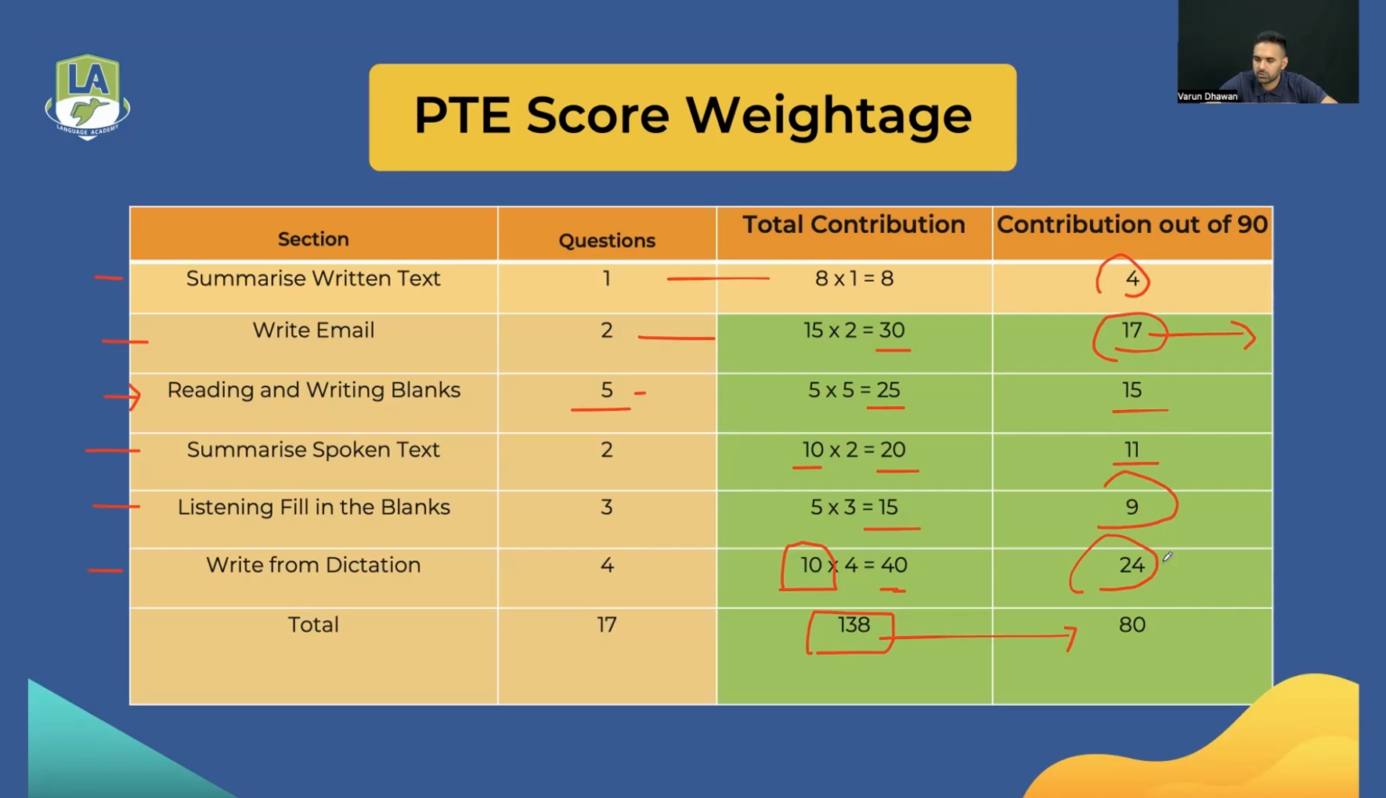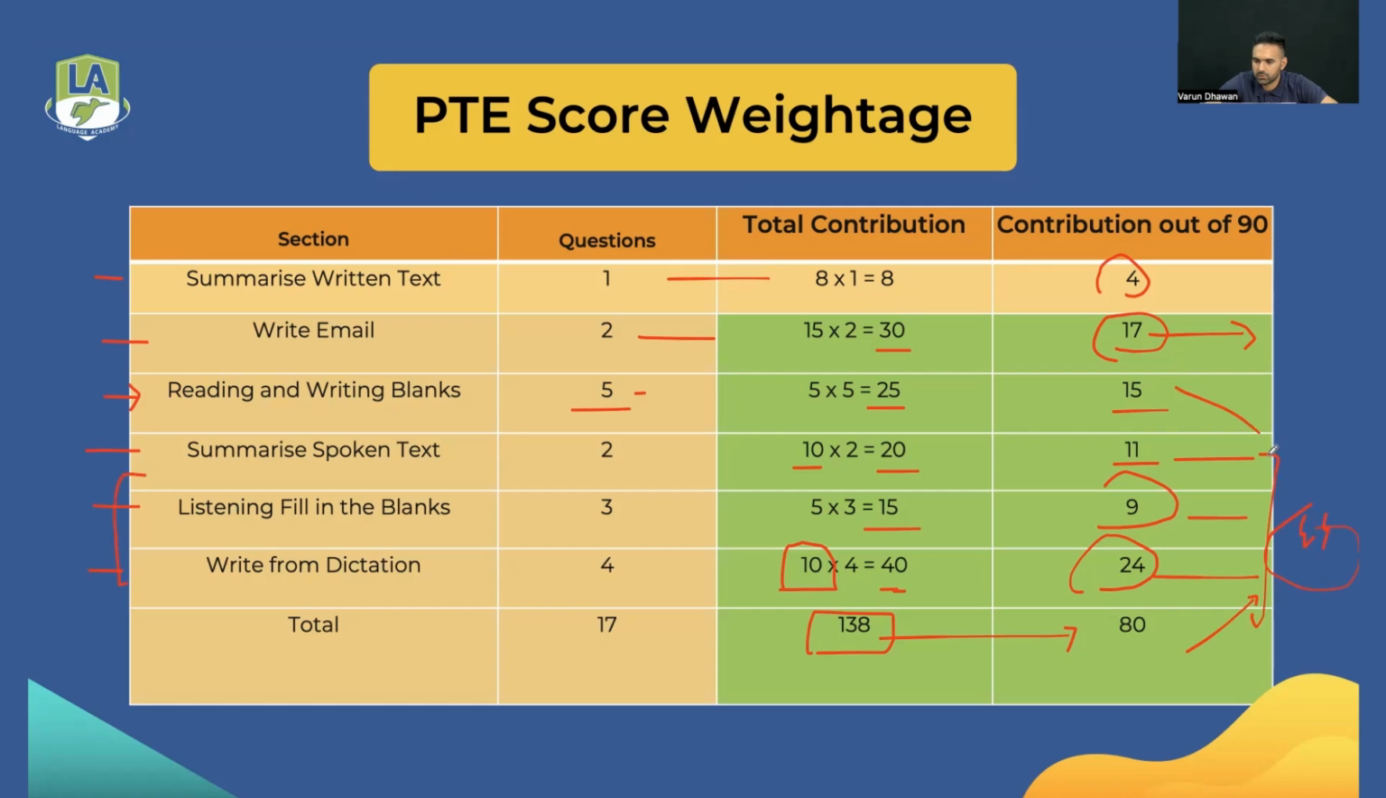If you're not getting your scores in writing in PTE Core, you first of all have to make sure write from dictation is perfect, listening fill in the blanks is perfect, and summarize spoken text is perfect. These three question types are going to give you 44 points out of 80. So more than 50% of your writing scores are from listening.